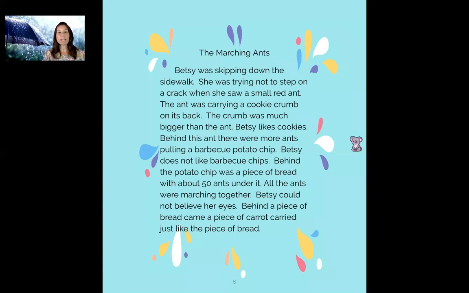Betsy was skipping down the sidewalk. She was trying not to step on a crack when she saw a small ant. The ant was carrying a cookie crumb on its back. The crumb was much bigger than the ant. Betsy likes cookies. Behind the ant, there were more ants pulling a barbecue potato chip. Betsy does not like barbecue potato chips. Behind the potato chip was a piece of bread with about 50 ants under it. All the ants were marching together. Betsy could not believe her eyes. Behind the piece of bread came a piece of carrot, carried just like the piece of bread.